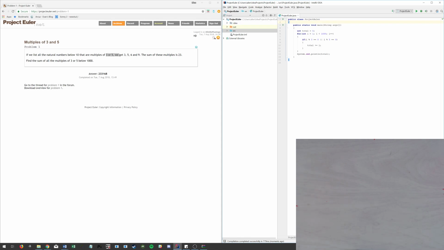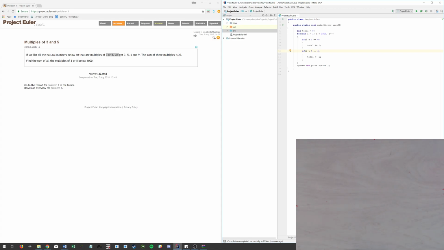I want to briefly discuss a different way that you could have written this code. Instead of having if i is divisible by 3 or if i is divisible by 5, we could have if i is divisible by 3, do this, and we could have another if statement. So now we are saying, well, if i is divisible by 3, increase the total by i. If i is divisible by 5, increase the total by i.